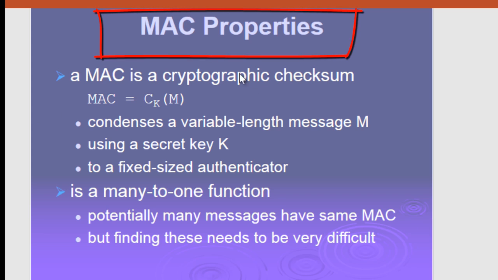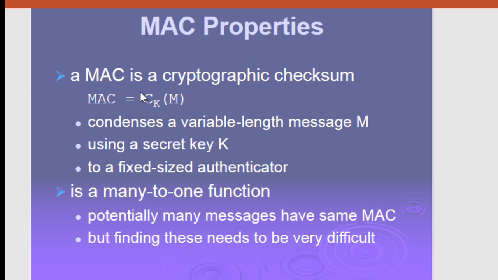A MAC is a cryptographic checksum. As I already told you, MAC is a checksum calculated on the message using the key K. What it does is it condenses a variable length message. So the message can be of any length. It reduces that message to a fixed size block by using the secret key. That fixed size block is called an authenticator, because you are authenticating the whole message by looking at a simple fixed size block.